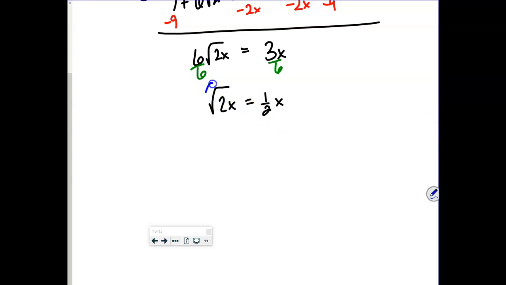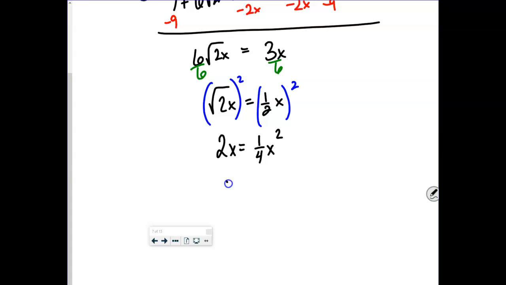So square root of 2x equals 1/2 x. Now let's square again. And this is very, very similar to the one you're going to see on the test. That's what I would call the harder question. So squaring both sides, this becomes just a 2x. But what happens over here? You got to square both the coefficient and the x. So you have 1/4 x squared.